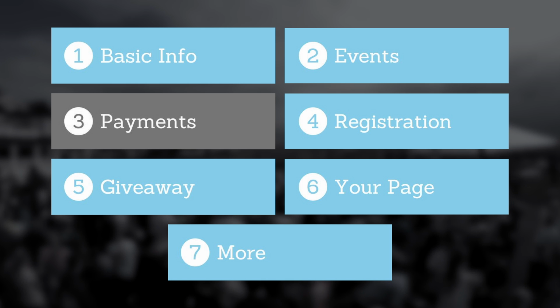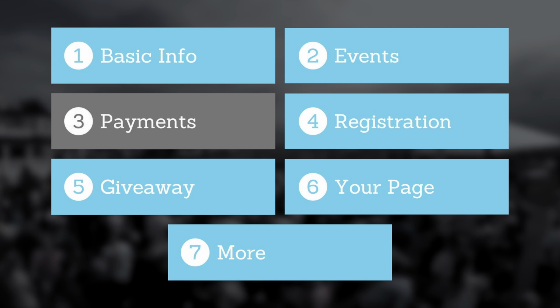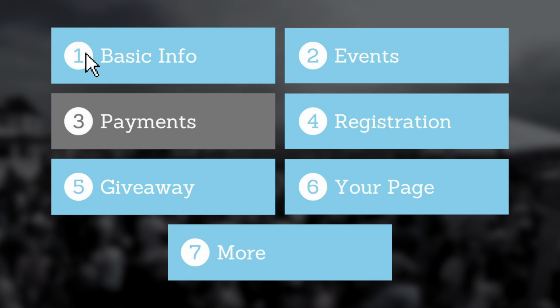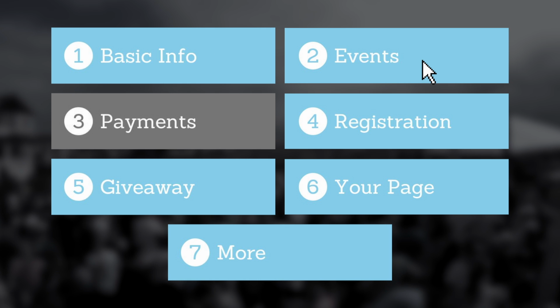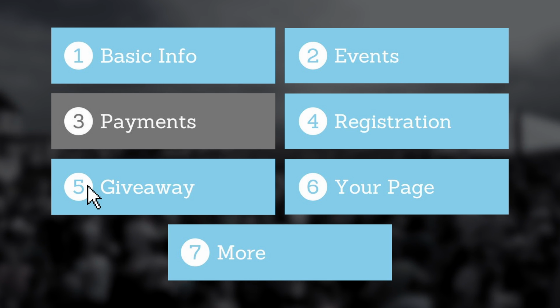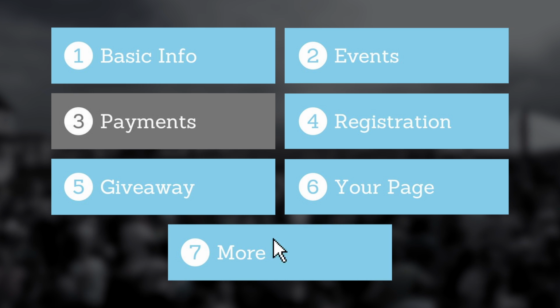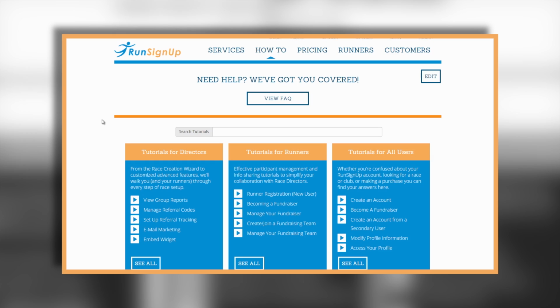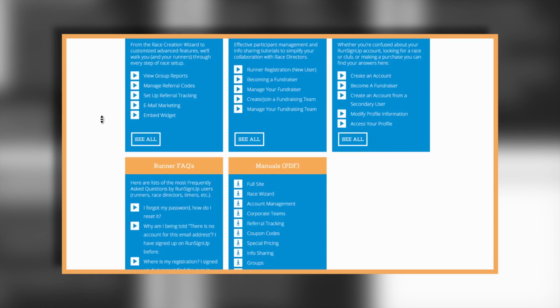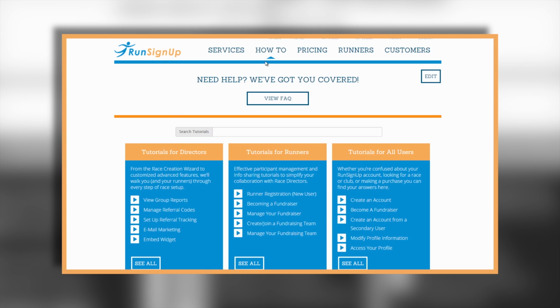The payment step is one of 7 steps that make up the Race Wizard. To learn more about the other 6 steps, please refer to either How to Set Up Basic Info, How to Set Up Events, How to Set Up Registration, How to Set Up the Giveaway, How to Set Up Your Page, or How to Add More Customization. A written instruction manual is also available for this topic and can be viewed and/or downloaded in the How To section of RunSignUp.